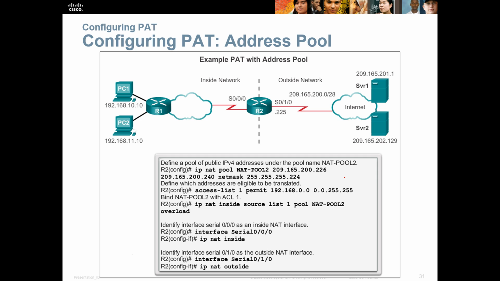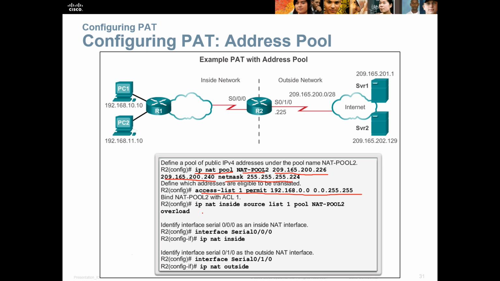How do we configure PAT? PAT's pretty similar to dynamic NAT, except we have the ability to overload, so we could have a single address. Again, first thing we do is set up our pool: IP NAT pool, pool name, start address, end address, and the net mask. Now the start and end address could be the same if we only have one public IP address, so keep that in mind. Next step, set up an ACL.